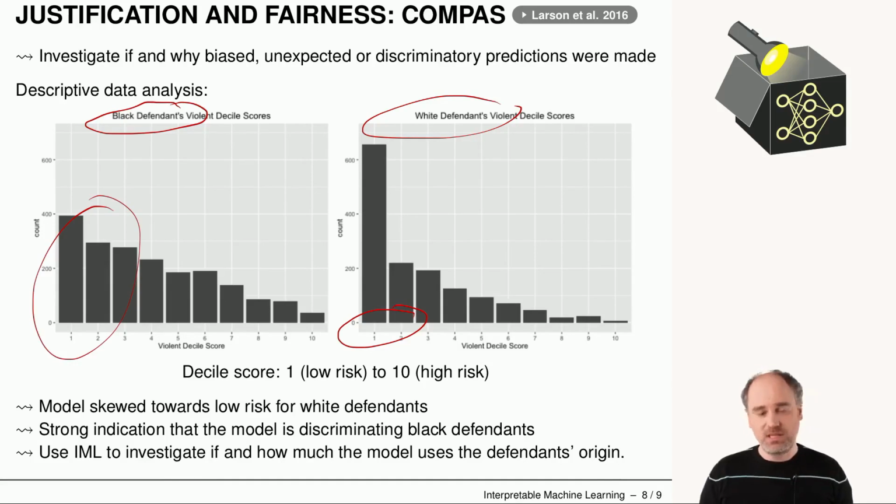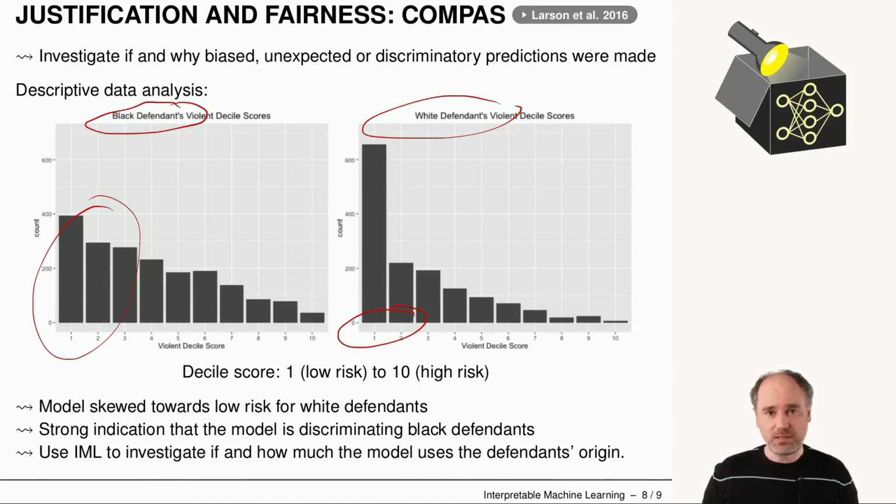So there's a strong indication that the model is discriminating against black defendants, and I guess we wouldn't even really need interpretable machine learning to figure this out. We could see this even just from this simple descriptive data analysis, and that's even if, and that's a very big if, this would be based on some form of objective evidence. I don't want to go into this much further here, but that's a very big if.